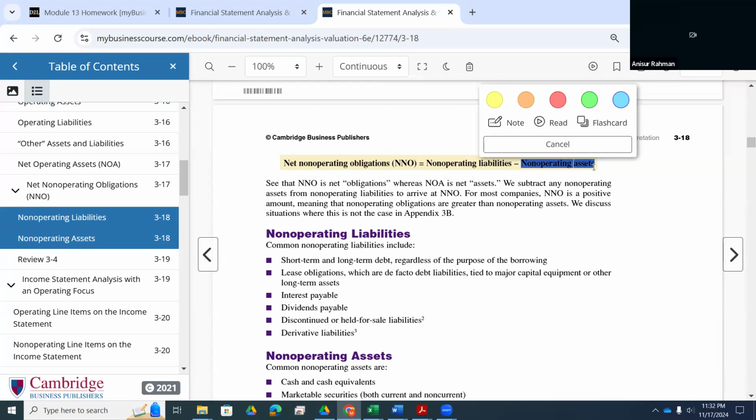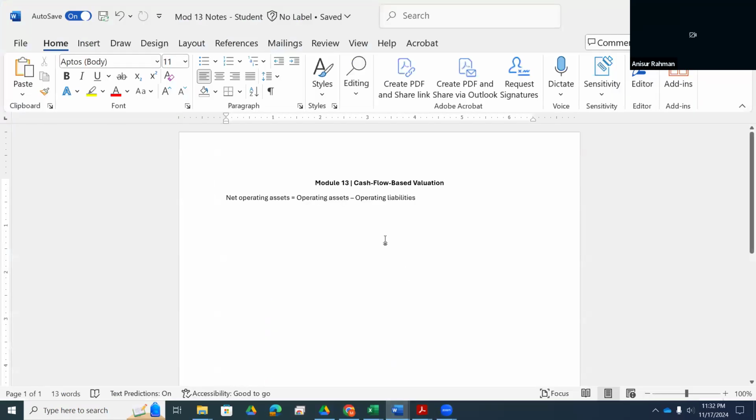So far we have seen operating assets and operating liabilities. Now, non-operating assets and non-operating liabilities. I'm going to write this down here. Net non-operating obligations: non-operating liabilities minus non-operating assets.